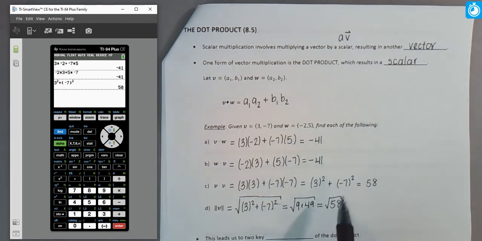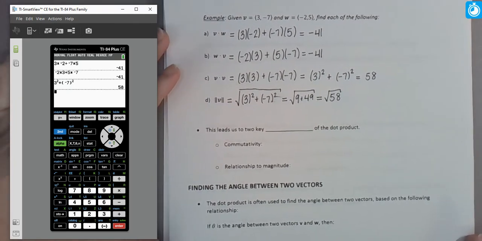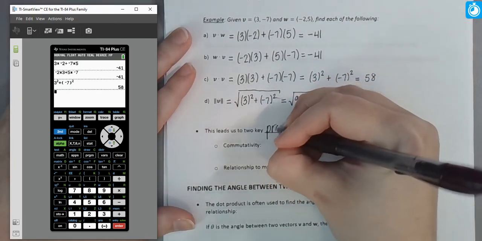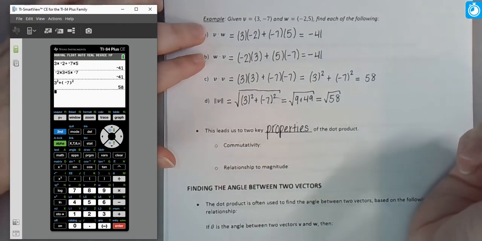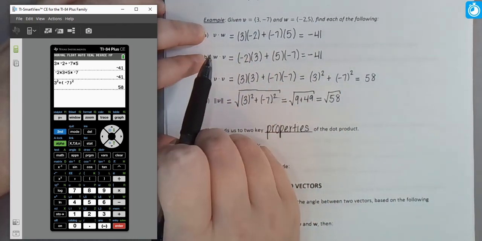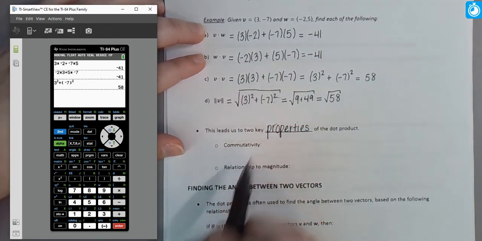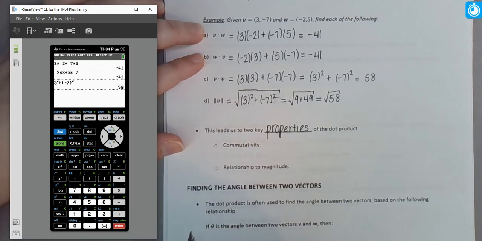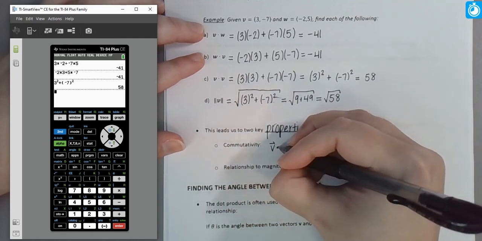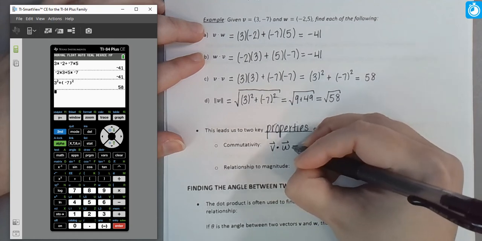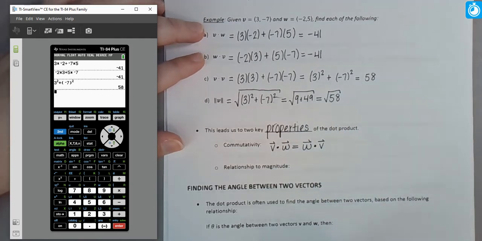So I want you to notice a couple of things that are happening here. First off, for A and B, all four of these lead us to two key properties of the dot product, things that we can say about the dot product in general. So from A and B, what happened? We multiplied v times w and then w times v, and notice the result was the same. This leads us to a property of commutativity. Commutativity means order doesn't matter. So the dot product is commutative, which means v dot w in that order is going to be the same as w dot v.